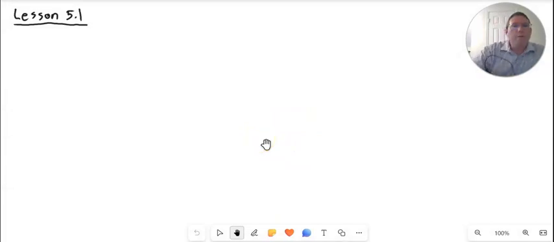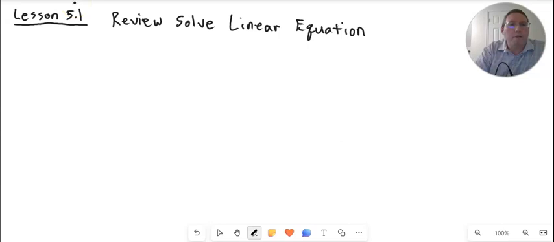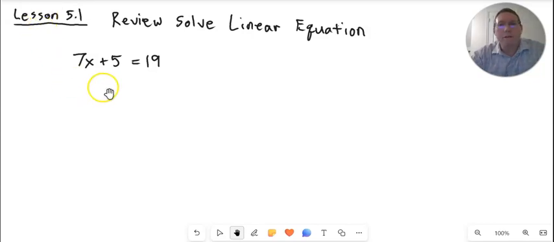So the first thing that I want to do here is review how to solve a linear equation. Let's do a simple one. If I told you that 7x plus 5 was equal to 19, this is a linear equation. It's about the simplest kind of equation that anyone can solve. It doesn't have to have one x. There can be multiple x's, but it's always x to the first power. All of the x's are x to the first power.